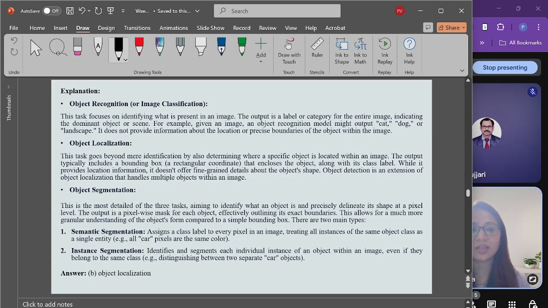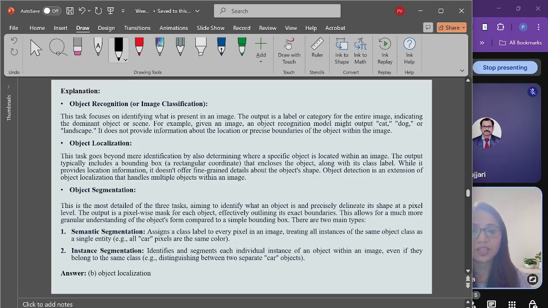Object detection is an extension of object localization that handles multiple objects within an image. In object localization, say an image of a lady and a car is given and we have asked for the car. It will localize only that this is a car. While object detection will tell all those things: there is a car, there is a lady. All of this it will give in bounding box format. This is a lady, this is a car.